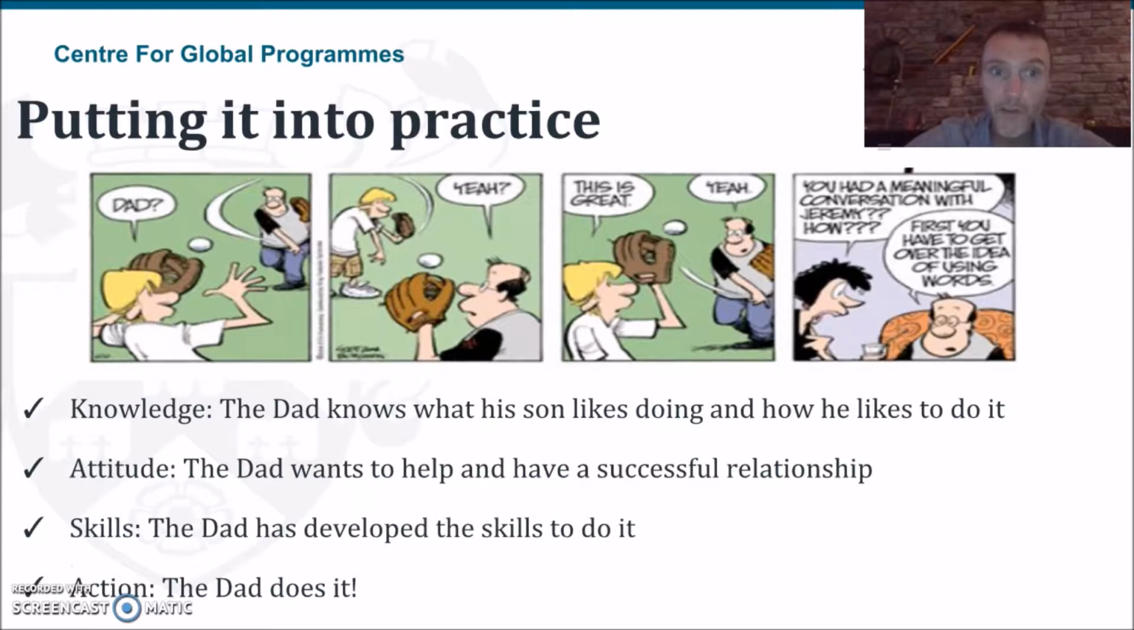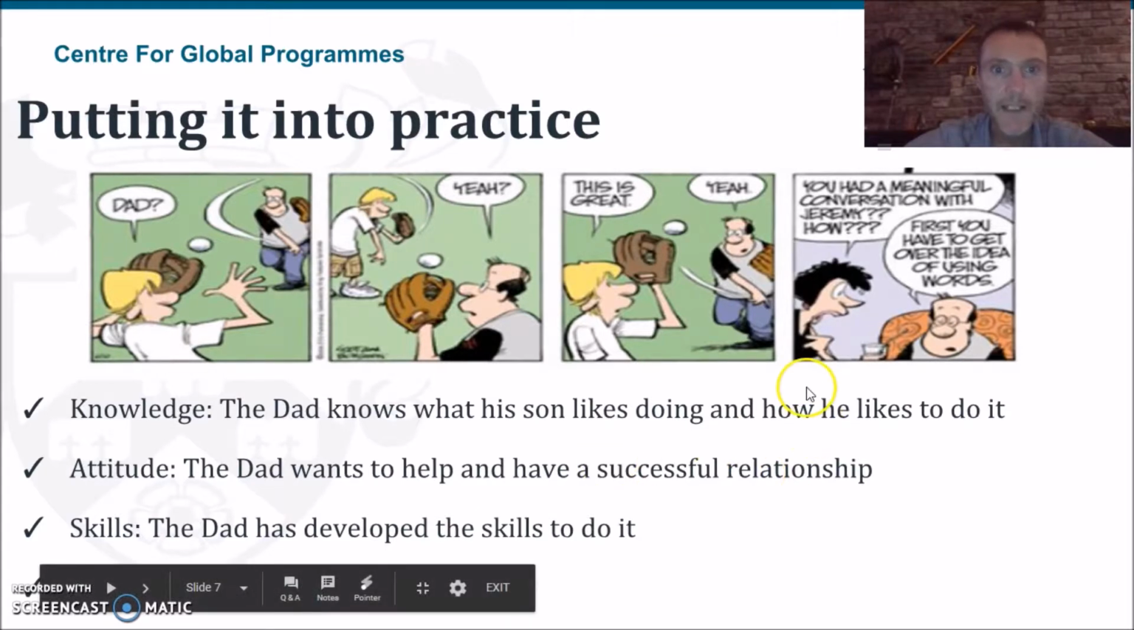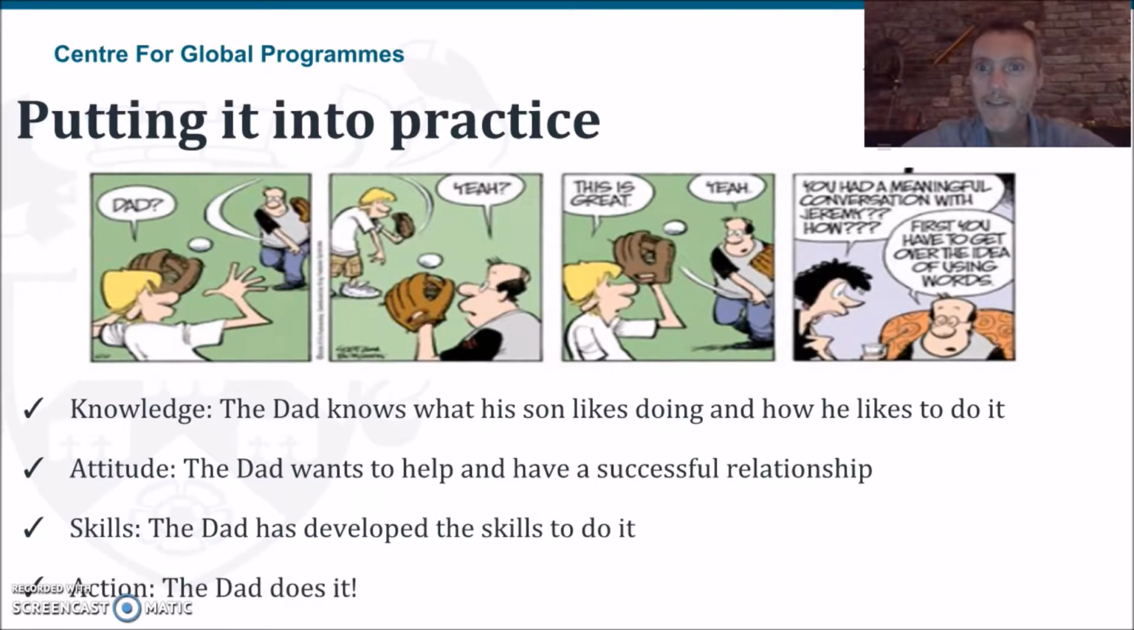Moving on, just a slide here about putting it into practice. I think this actually says it quite succinctly. Father playing with his son. Son says, "Dad." Father says, "Yes, this is great." Father agrees. And later in the house, "You had a meaningful conversation with Jeremy. How?" First, you have to get over the idea of using words.